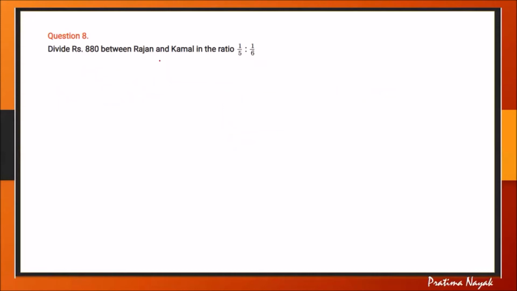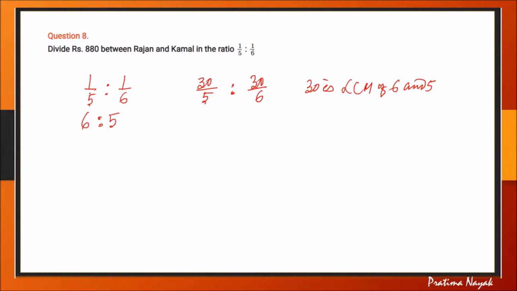Divide 880 between Rajan and Kamal in ratio 1 by 5 is to 1 by 6. This is a fraction, this is not a whole number. To convert this into whole number, what will you write? Multiply 30 in the numerator. So this will be 30 by 5 is to 30 by 6. But how am I getting 30? 30 is the LCM of 6 and 5. So it will be 6 is to 5. Or you can just take the reciprocal of this, you will get 6 and 5.